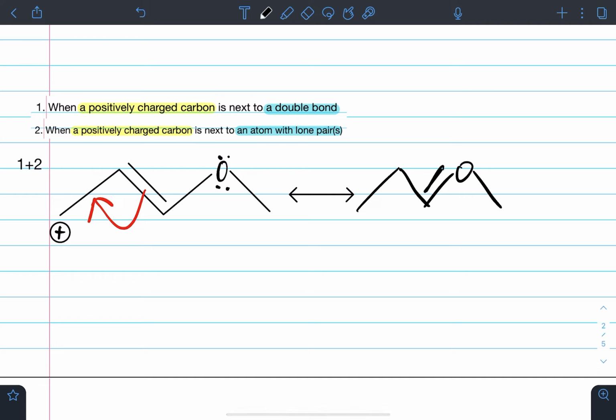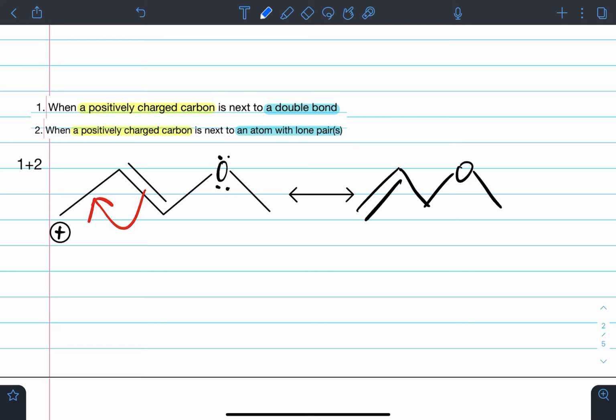So my double bond was here. It's not here anymore, because I moved it. Where is it now? It's here now, right? That's where my arrow goes. After I move this double bond, you have to pay attention to the charge again, okay?